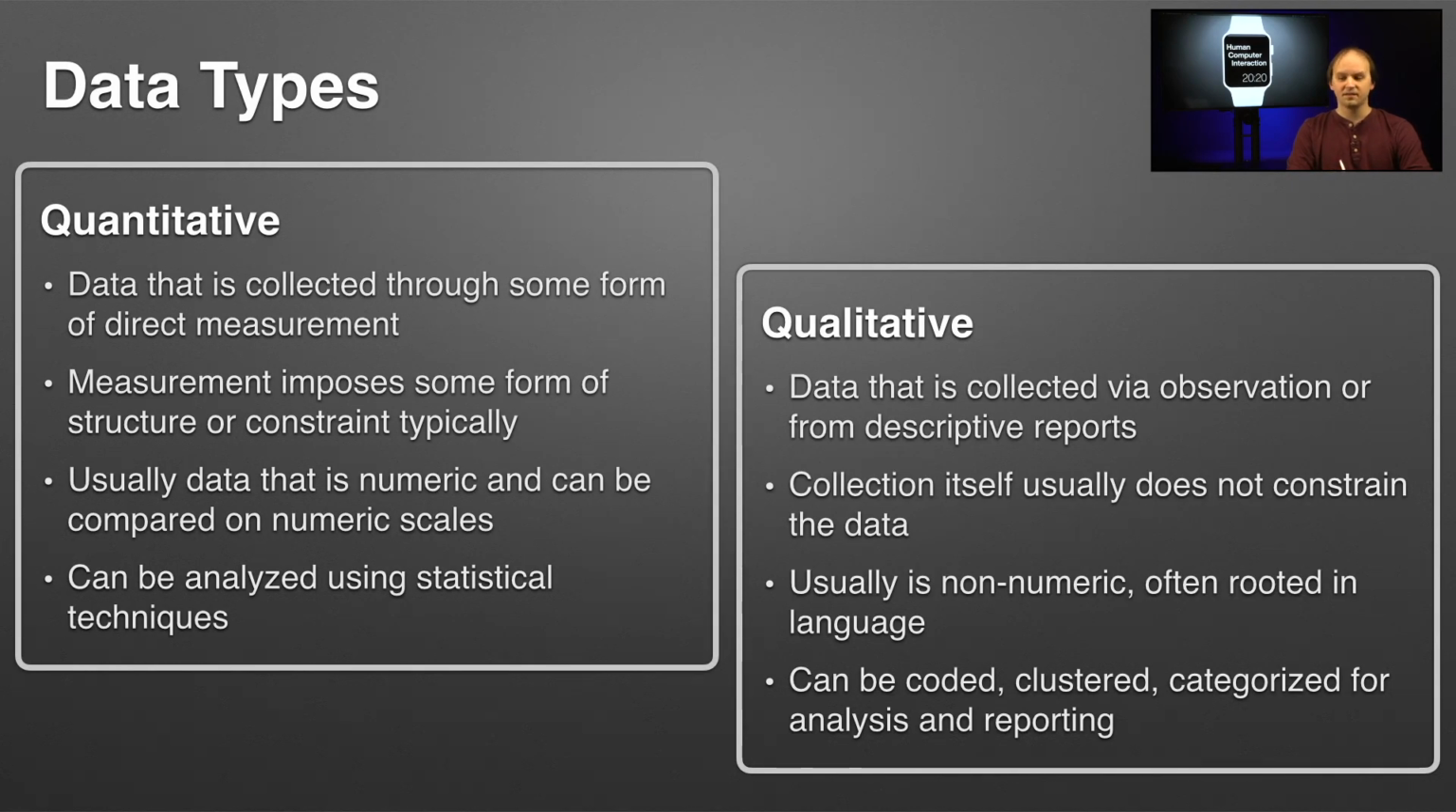So in terms of data types, when we think of a quantitative piece of data, that's usually something that we directly measure, whether it's the timing of something, a count of something. You might physically measure something in some cases, but it's usually numeric or easily converted into something that can be put on a numeric scale and compared and computed and used in a statistical analysis.